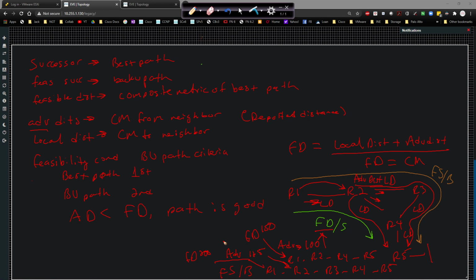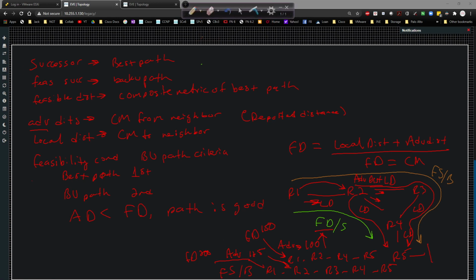So at the end of the day, as long as the numbers work out, you'll always have a backup route as long as you have an alternative path where the advertised distance is lower than the current feasible distance. You have a valid backup route. And that's where that comes into play. So just keep those things in mind in terms of the operations and how things come into play as you're going along. So that is basically how that all works out.